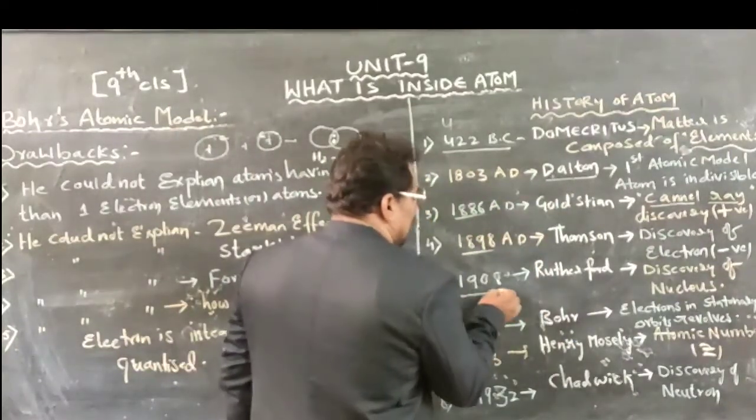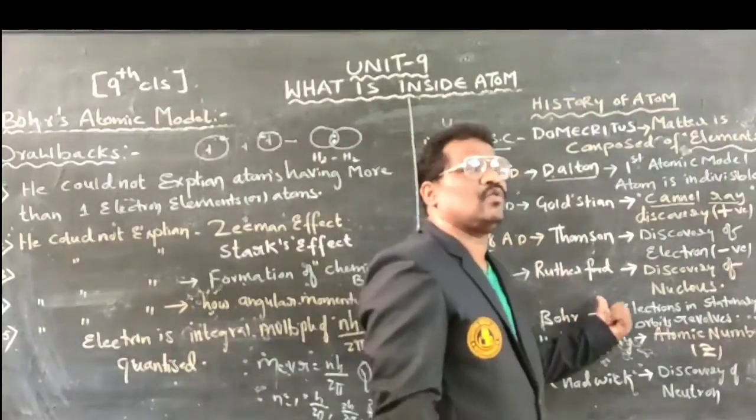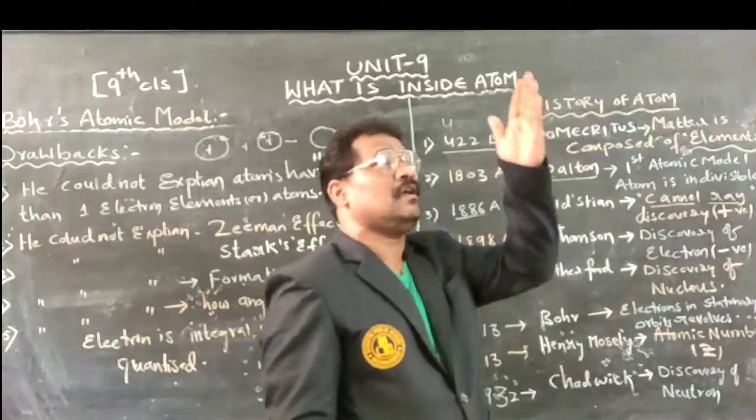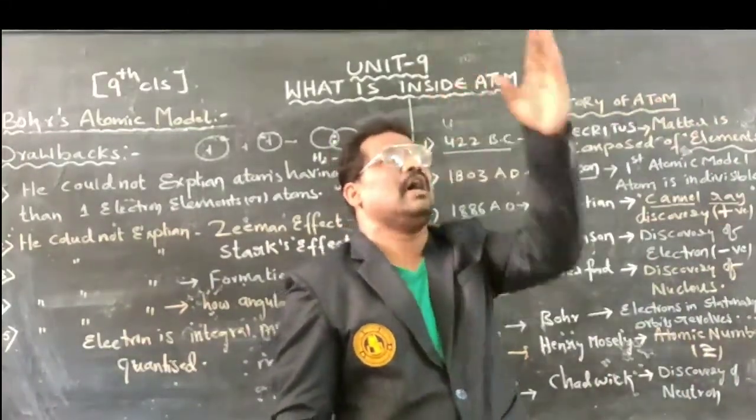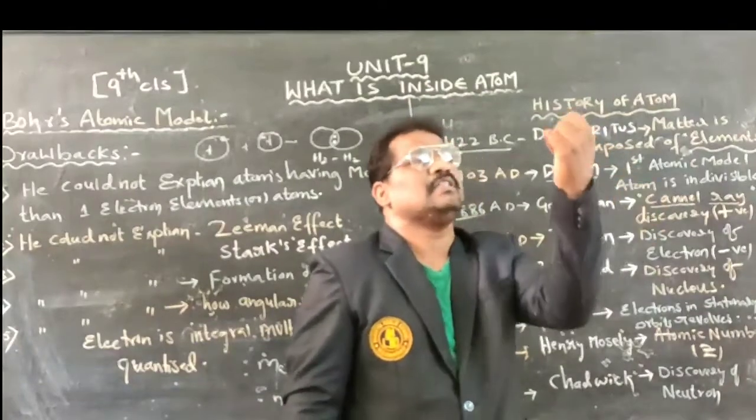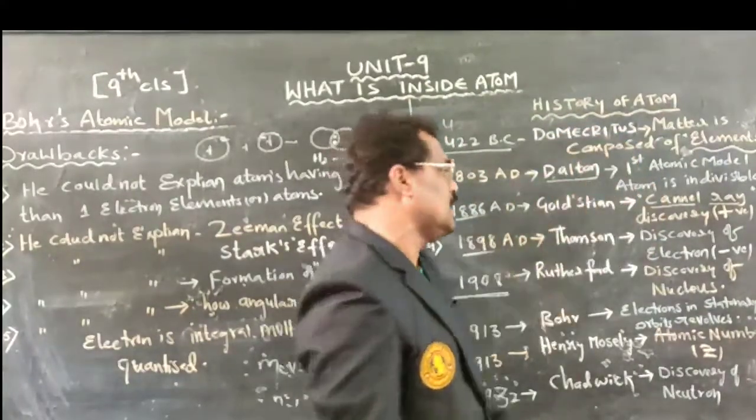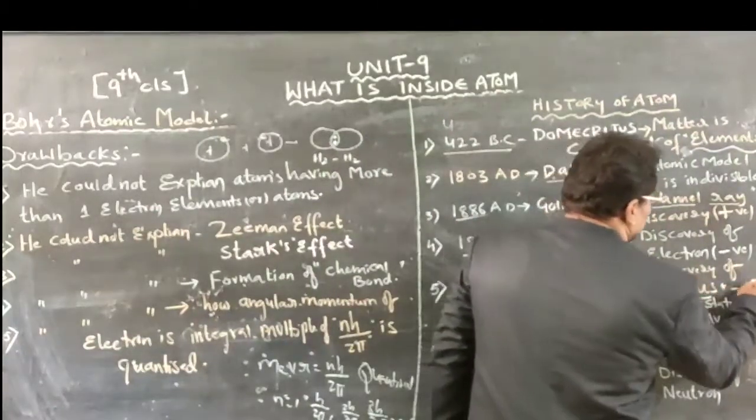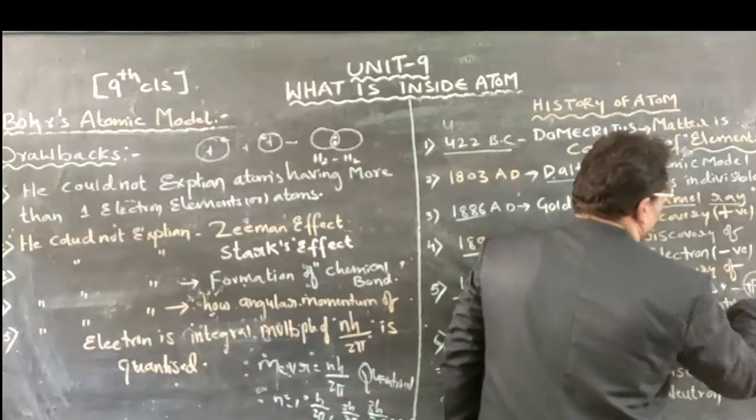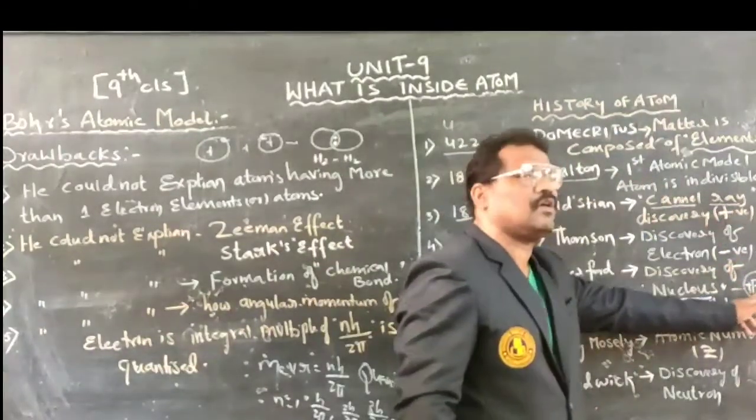Later on, in the year 1908, Rutherford came into existence and said that the positively charged particle is not existing throughout the atom, it is existing at the center of the atom, which is called the nucleus. He discovered the nucleus. Within this nucleus, only the positive charge, the proton, is existing. Why? Because till now we got only the proton.